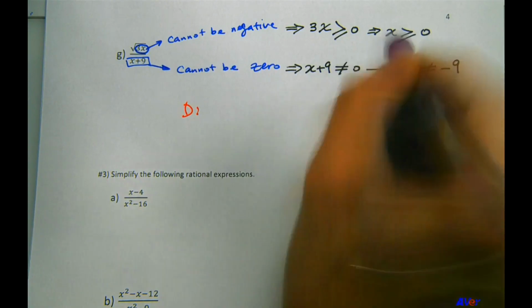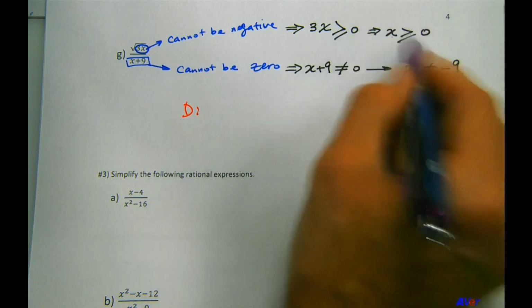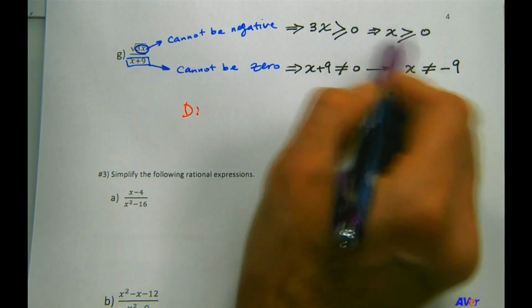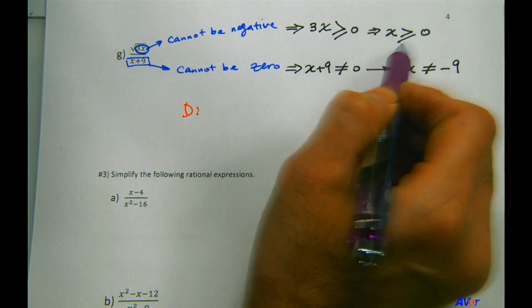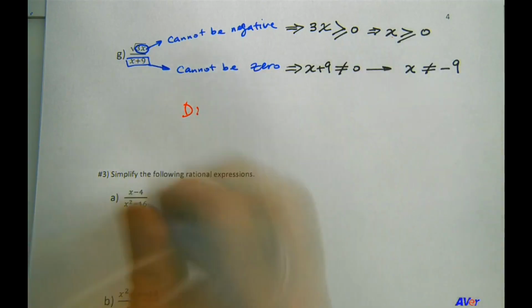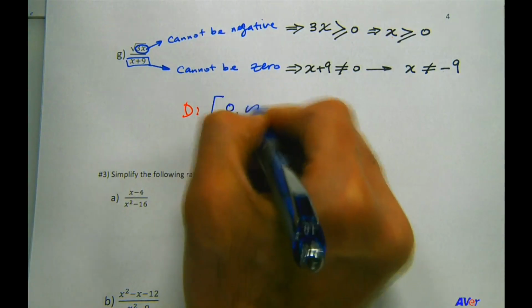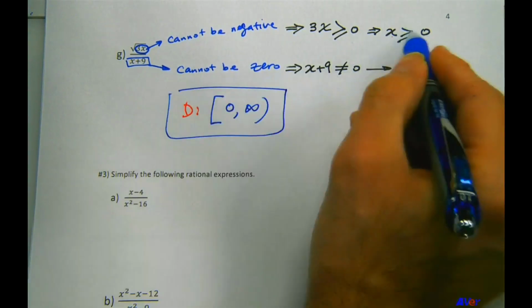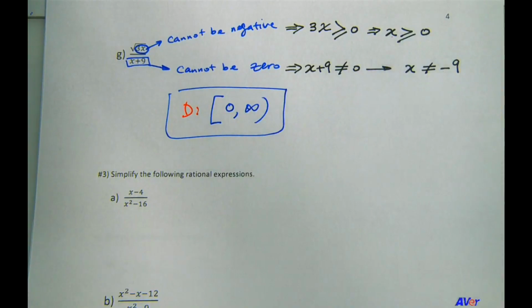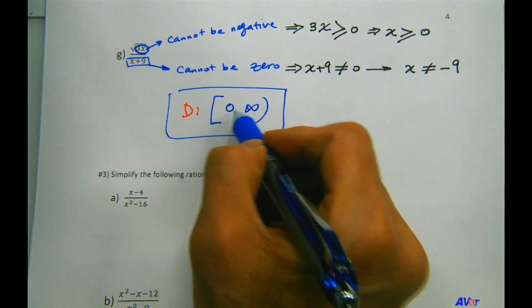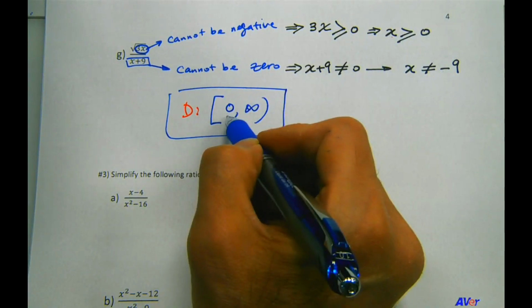Right? So this is more restrictive. So the domain must follow the more restrictive restriction. So the domain will be, or is, bracket 0 comma infinity. That one is more restrictive. So we're saying that the negative numbers are not included.